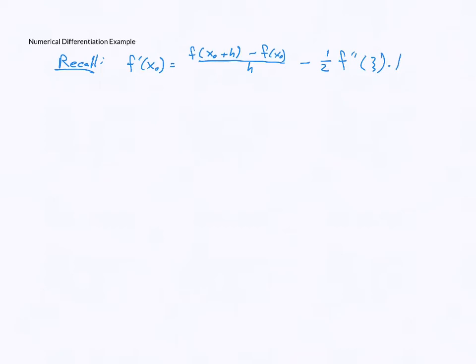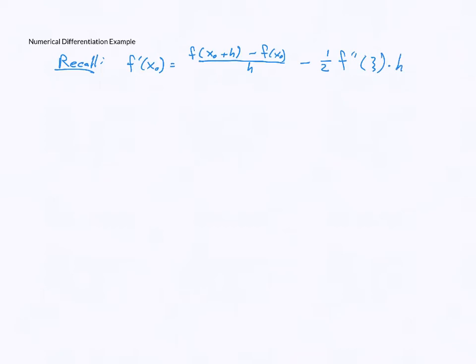Hi, this is Dr. Harrington, and let's do a numerical differentiation example. So recall, first, the derivative at some point x naught is equal to f of x naught plus h minus f of x naught divided by h, and this is equal to, if we put on our error term, minus 1/2 of the second derivative at psi times h.